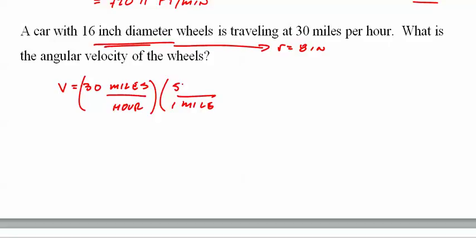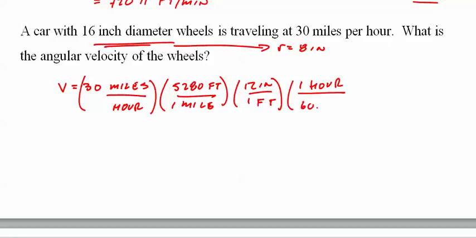1 mile has 5,280 feet. 1 foot has 12 inches. 1 hour has 60 minutes. So miles, feet, hour, we'll end up with inches per minute. Make sure you know how to multiply this, it's tricky for some people. They kind of divide and do all that stuff sloppy. I like to do the whole top divided by the whole bottom. So you are going 31,680 inches per minute.